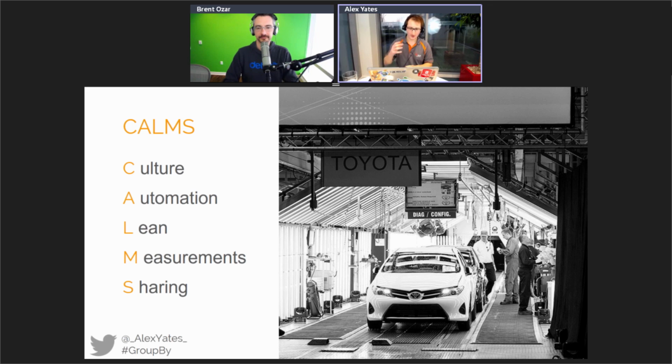What is lean? It's the reason for this picture here. It's a methodology that originally came out of the 1980s Japanese car industry.